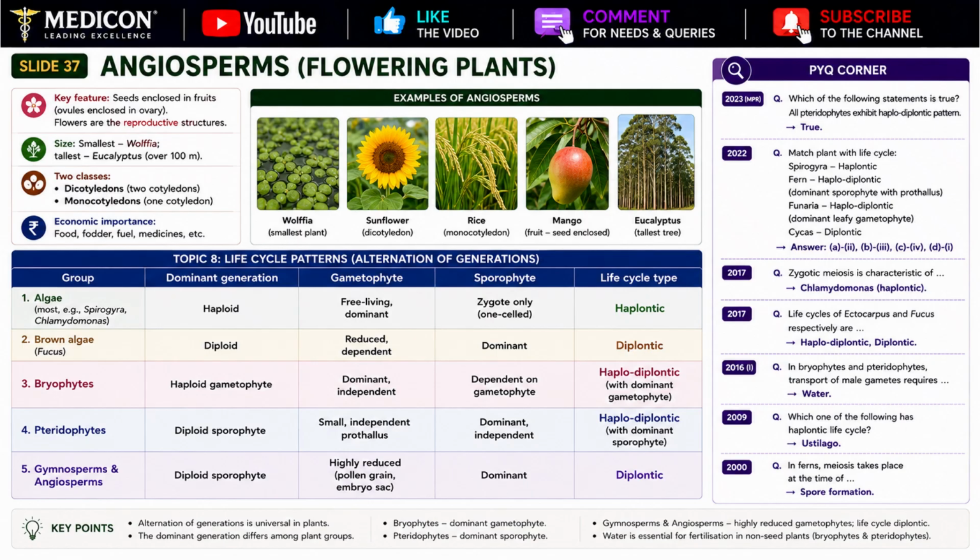Gymnosperms and angiosperms have highly reduced gametophytes. The life cycle is diplontic. Water is essential for fertilization in non-seed plants like bryophytes and pteridophytes.